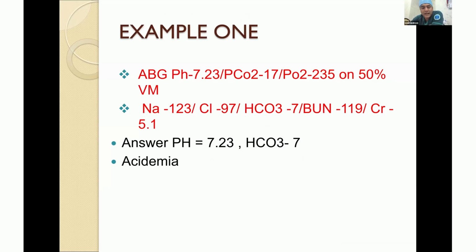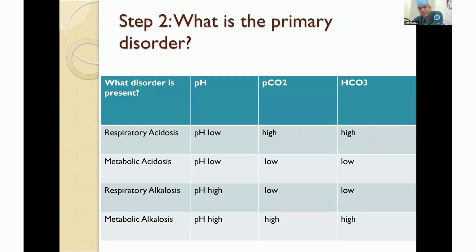Next, are the pH and PCO2 or bicarbonate in the same direction or opposite? Bicarbonate is decreasing, it is 7, and pH is also decreasing, 7.23, so they are in the same direction. So it would probably be a metabolic cause, and the patient will be in metabolic acidosis. So for the primary disorder: pH and PCO2 in the opposite direction means respiratory, and pH and PCO2 in the same direction means metabolic.